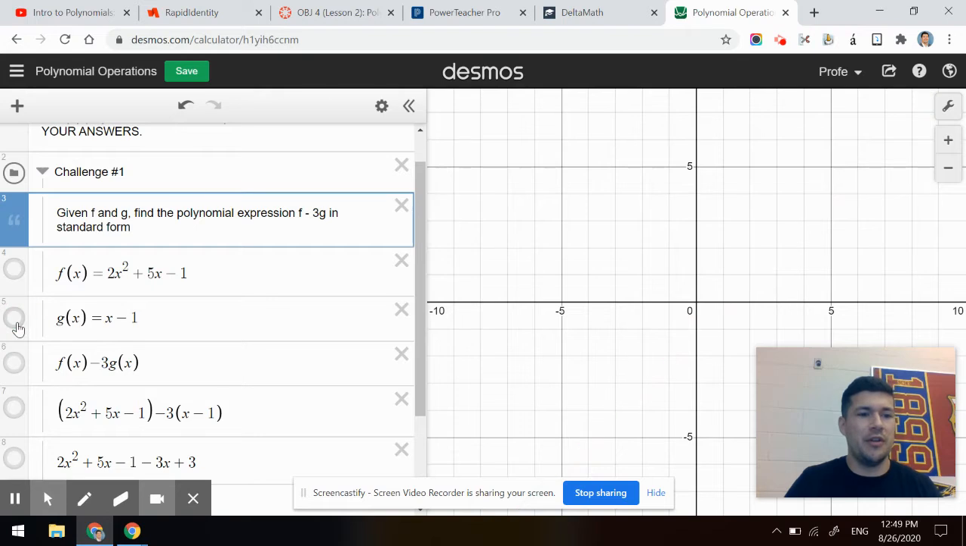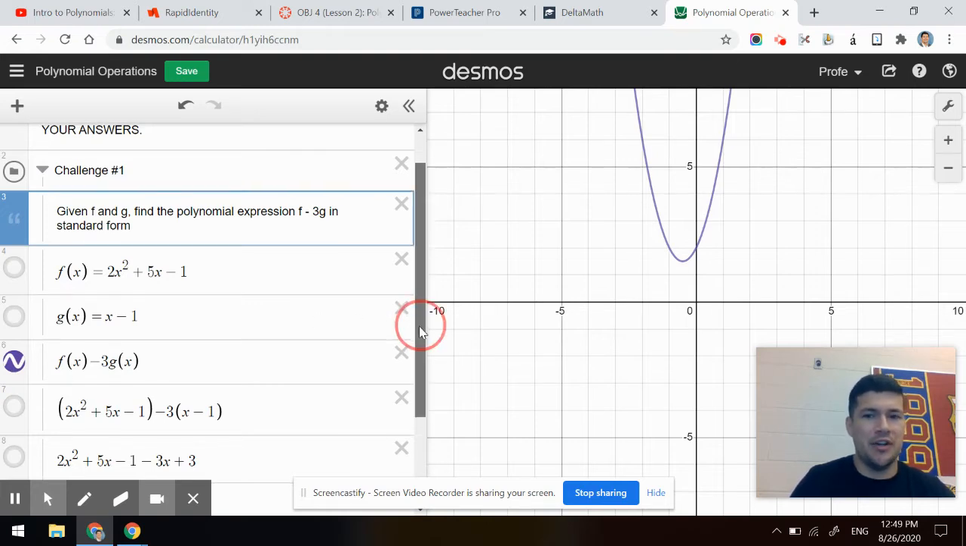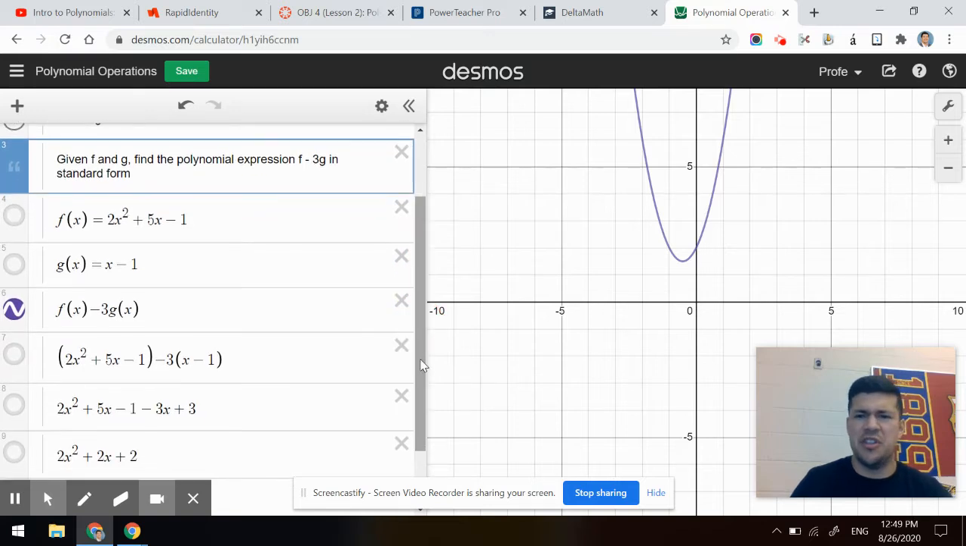Okay, so check this out. First thing I'm going to do is turn this off. So I'm going to type in f of x minus 3g of x because that's my problem. And it's telling me if you take a parabola and you subtract 3 times that linear, you're going to end up with another quadratic function. It's kind of abstract, but anyway, I've got a parabola right there.